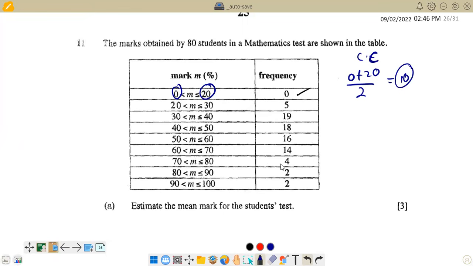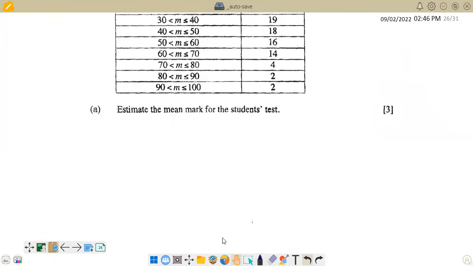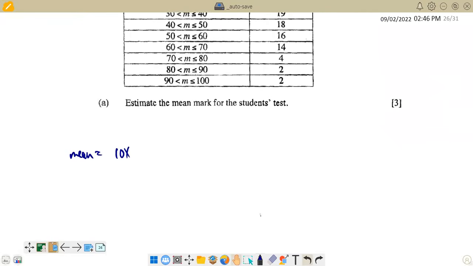So for each class, you have to find the class center, and you multiply it by the frequency. That will give the mean in this case. The class center for the first class is 10 times the frequency. What is the frequency of the first class? It is 0, so nothing comes out here. We multiply by 0. So that is class center times frequency, and this one is 0.